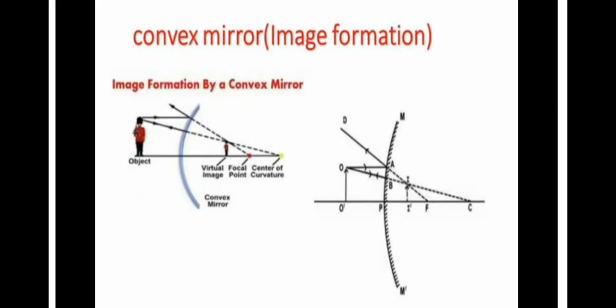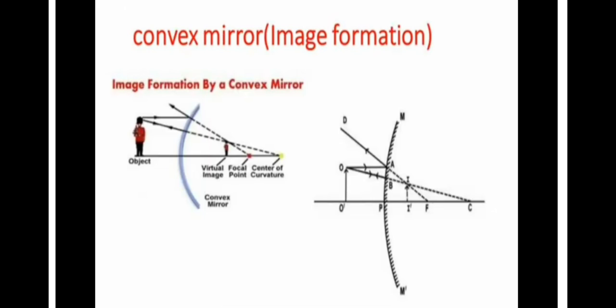Image formation by convex mirror. Any two rays can be chosen to draw the position of the image. In a convex mirror, a ray that is parallel to the principal axis is rule 1, and a ray that appears to pass through the center of curvature is rule 2. All rays behind the convex mirror shall be shown by dotted lines.